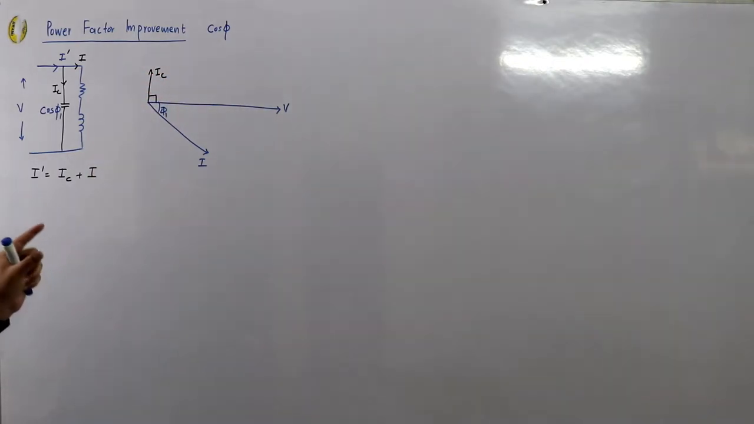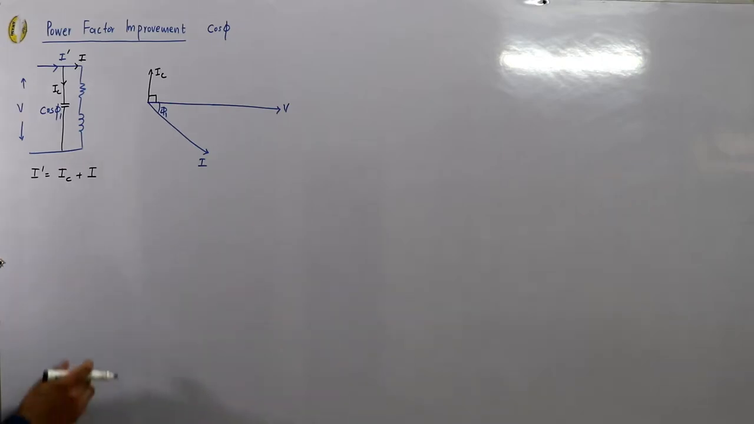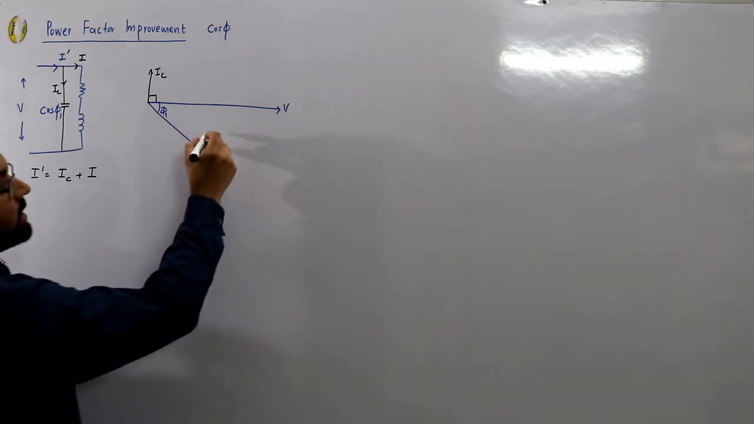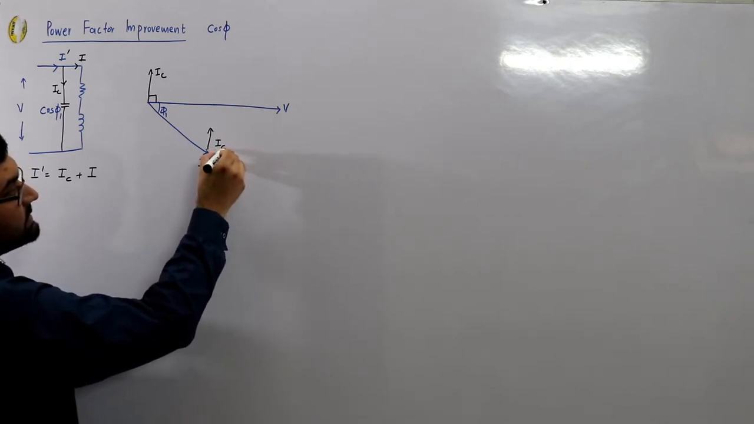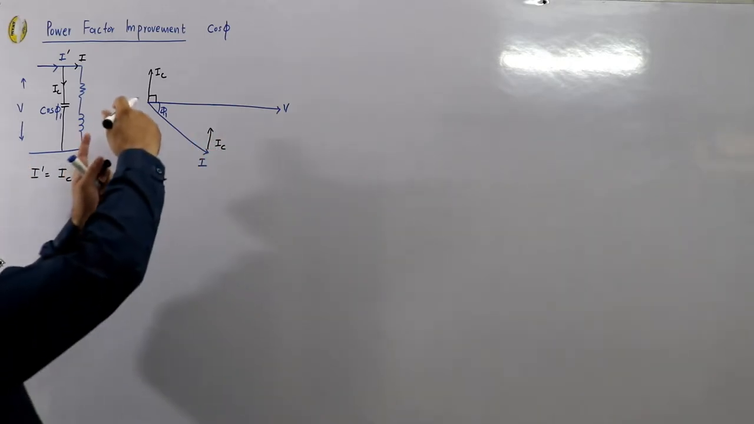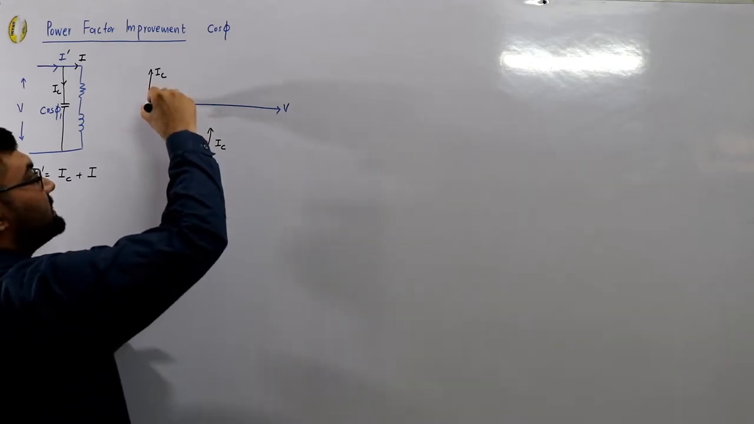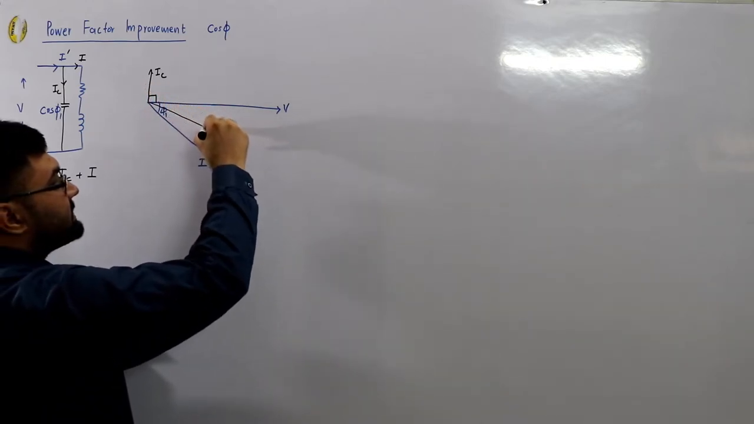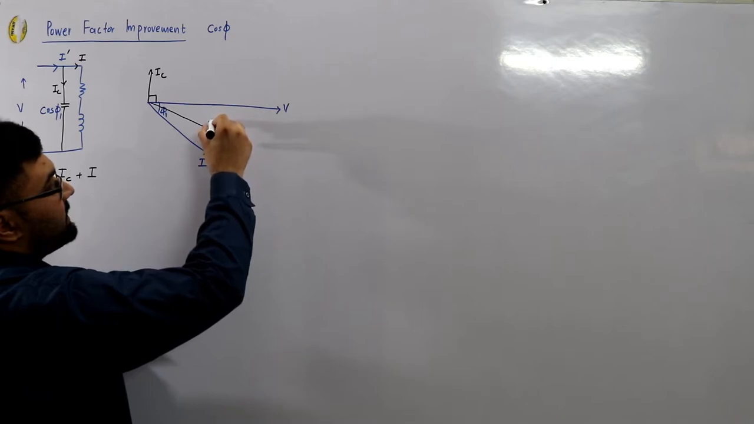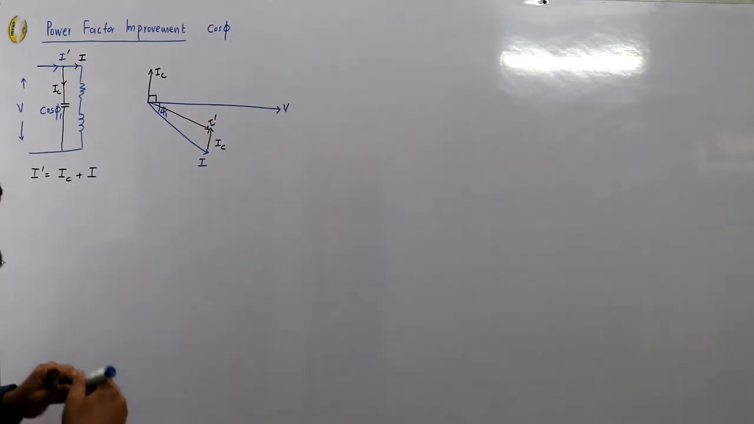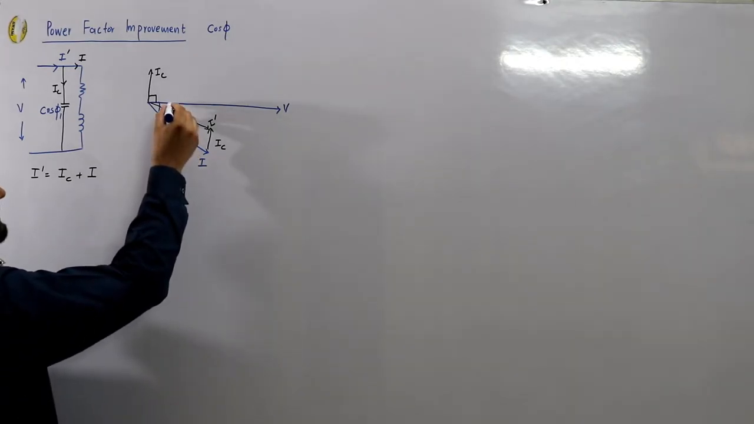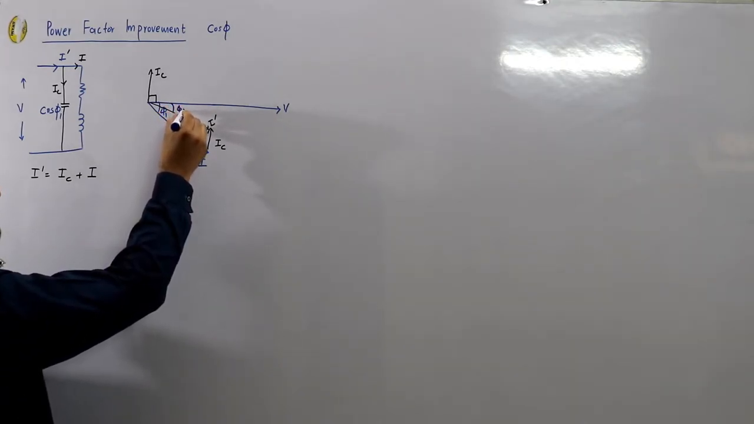Have a look. What is the resultant current I dash? It is the phasor sum of the two. If I draw this over here, this is my IC. The resultant is this current, and this resultant is your I dash. Have a look at what has happened: this is now at an angle of phi 2.